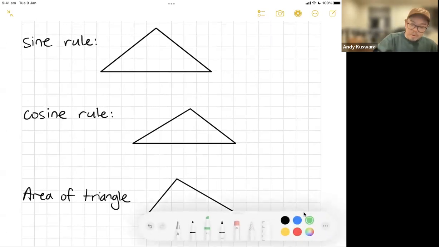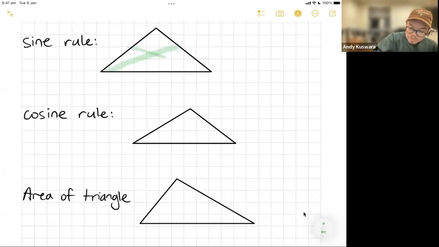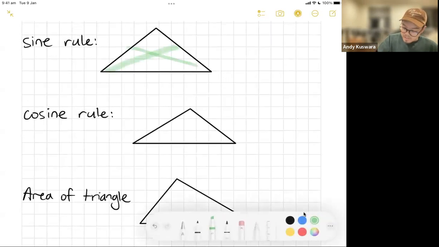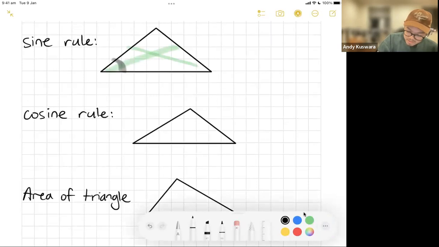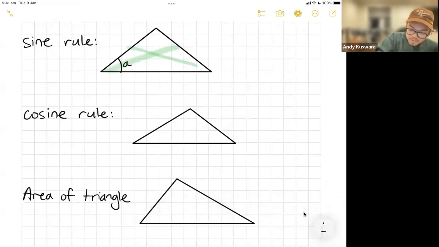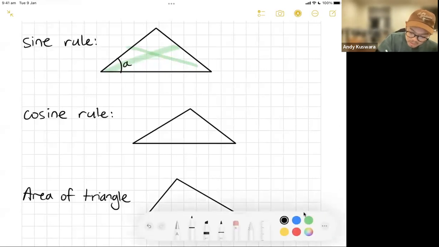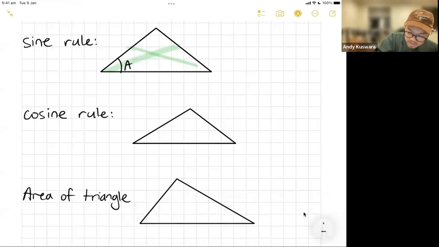Now hopefully we remember sine rule is a sort of crisscross fashion. Say, for example, you've got capital A, capital B, and then lowercase a, b, a, b. That's what sine rule is going to look like.